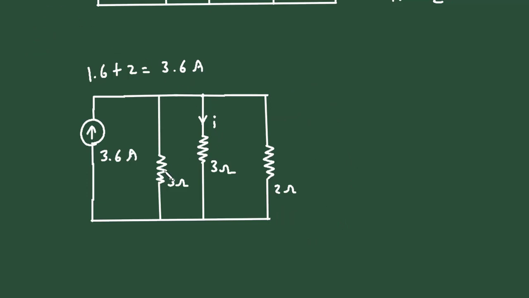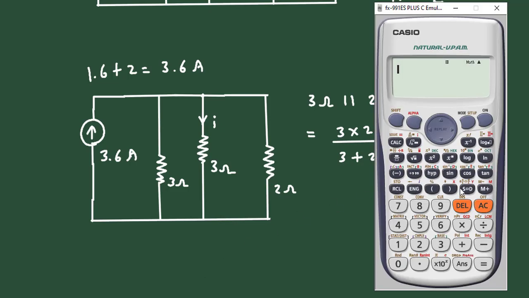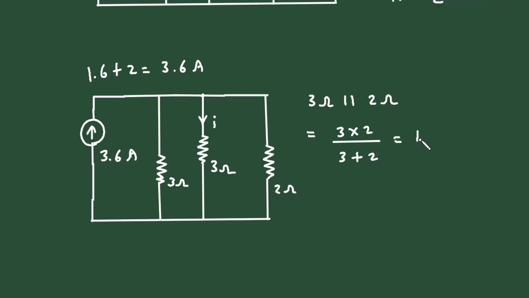Also here we can see this 3 ohm and this 2 ohm are connected in parallel. We will skip this other 3 ohm resistor because we have to find this current I. So this will be 3 ohm parallel with 2 ohm. So it will be 3 into 2 divided by 3 plus 2, so it is 1.2 ohm. Now let's make it a single resistor. Again, copy this circuit from here.